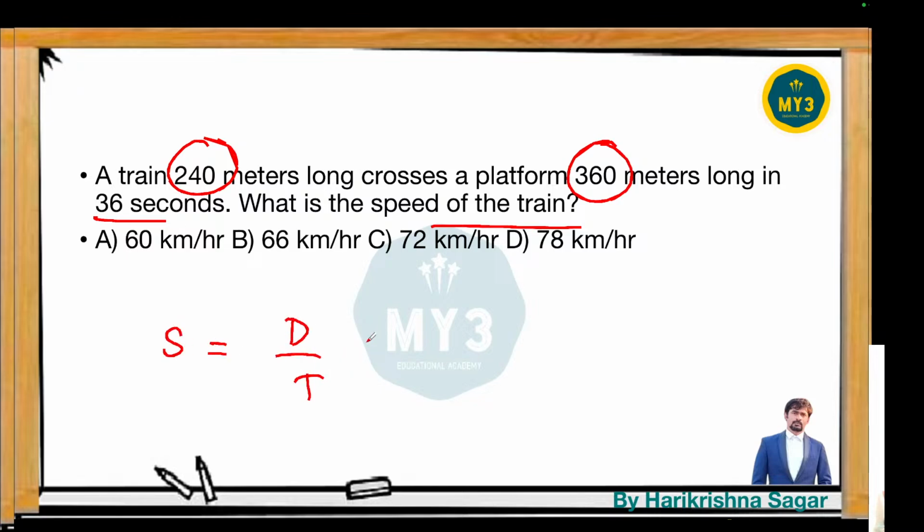Distance by time. So distance is 240 meters plus 360 meters. How much? It will be 600, divided by time, which is given as 36. This will give the answer in meters per second, but they are given in kilometers per hour.